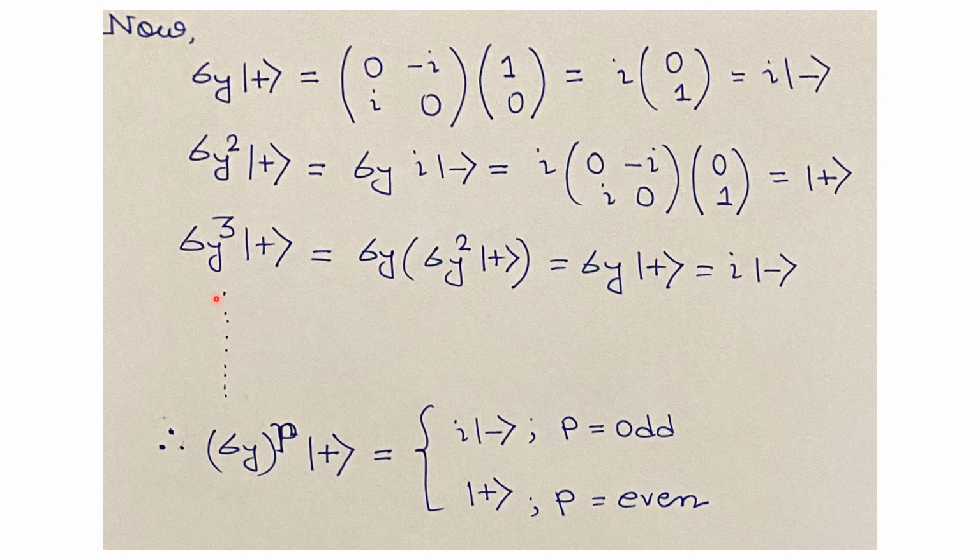Again, sigma y cube acting on the plus state will give I times the minus state. So, we can generalize this operation as sigma y to the power p acting on the plus state will give I times the minus state when p is odd, and it will give the plus state when p is even.